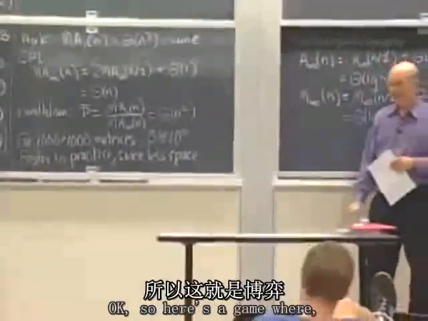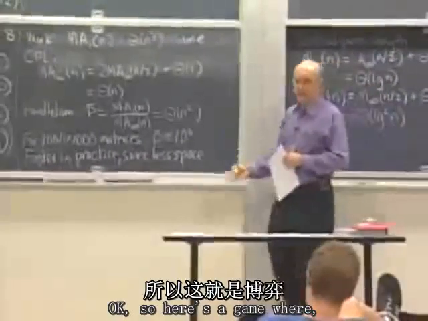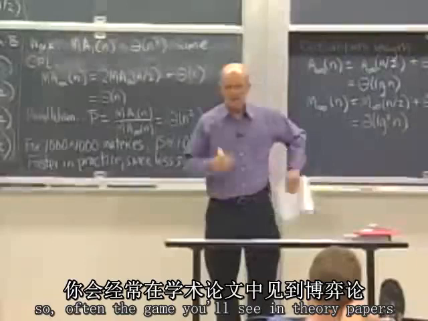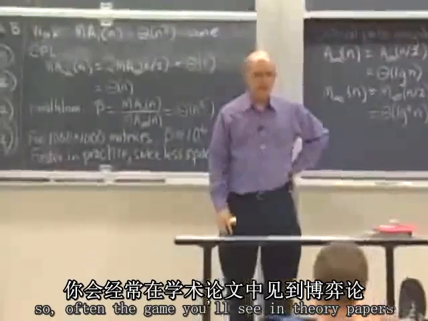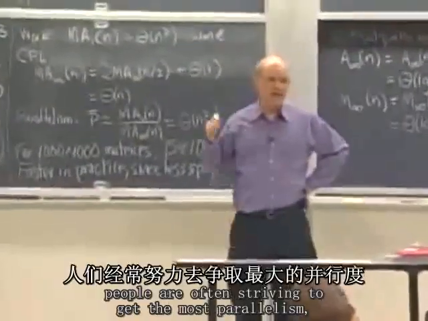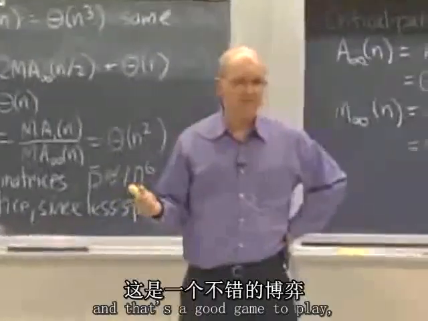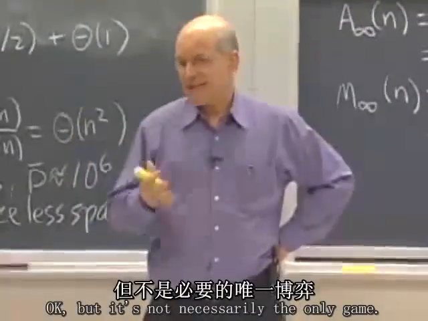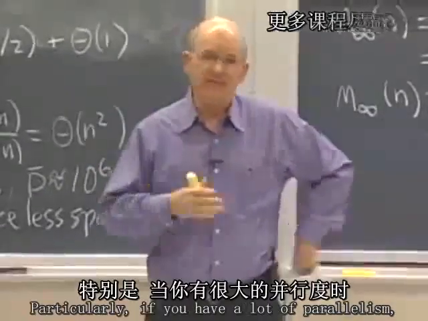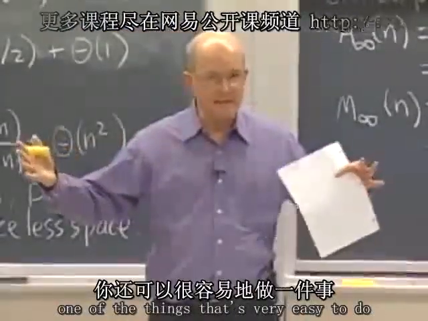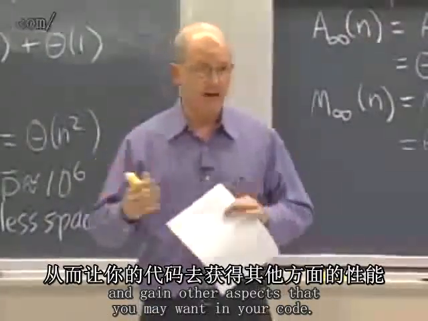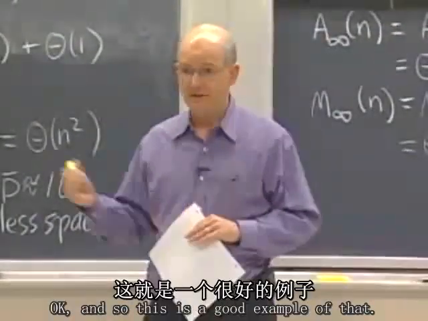Okay, so here's a game. Often in theory papers, if you look at research papers, people are striving to get the most parallelism. That's a good game to play, but it's not necessarily the only game. Particularly if you have a lot of parallelism, it's very easy to retreat on the parallelism and gain other aspects that you may want in your code. This is a good example of that.